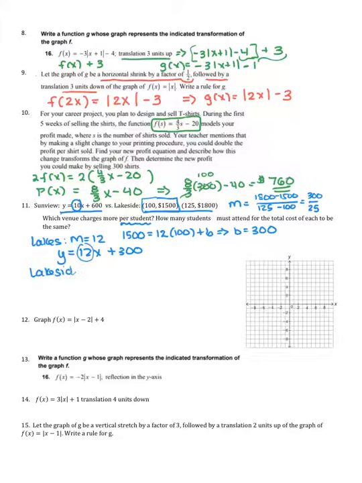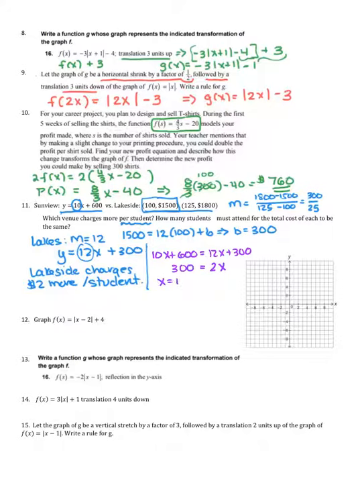So that means Lakeside charges actually $2 more per student. And then they wanted to know how many students in order for the two costs to be equal. So that means we're going to set the two equations equal to each other. So 10x plus 600 equals 12x plus 300, so subtract 10x from that side, 300 from this side, so it's going to take 150 students in order for the two venues to be the same cost.